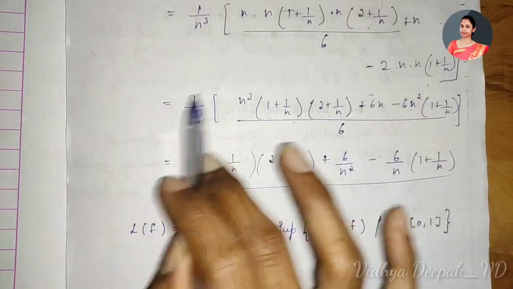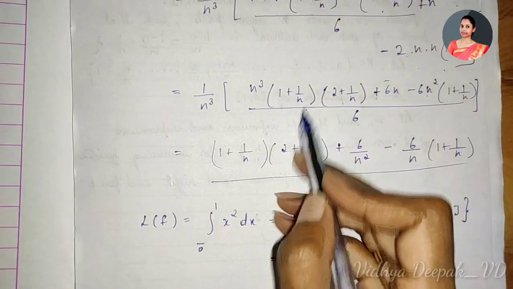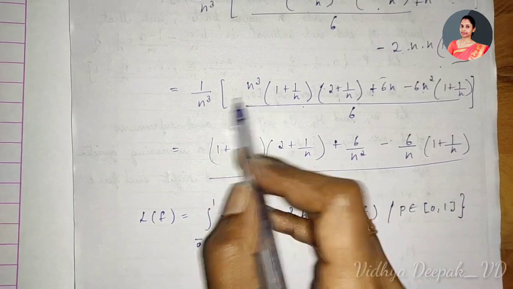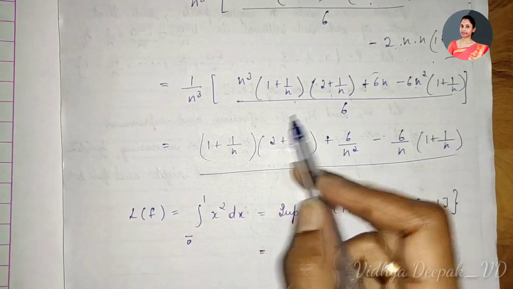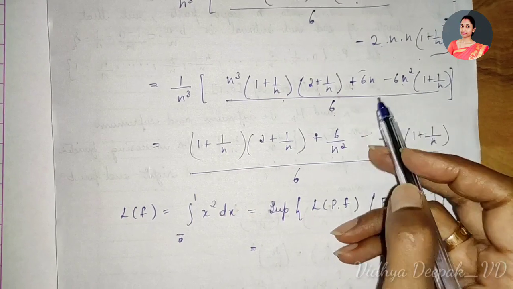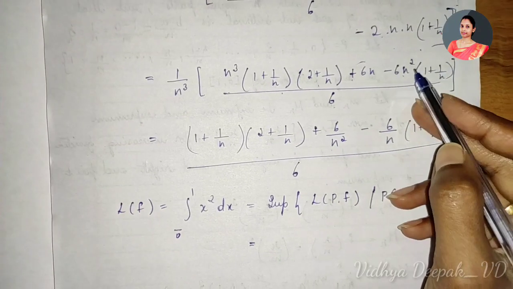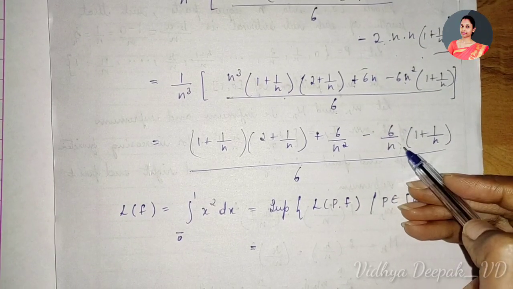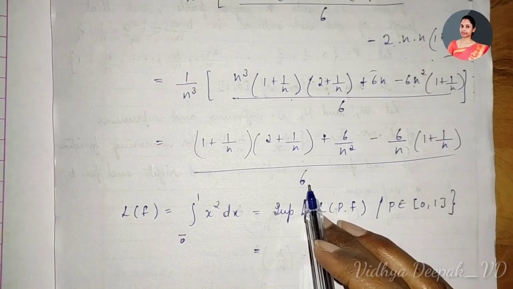Okay, you have to solve and see. We have 1 plus 1 by n, multiply this by 1 by n cube inside, n cube gets cancelled, and the remaining term will be this. Again you have 6n square, 6n divided by n cube, so 1 n gets cancelled and you'll get 6 by n square, minus 6 n square gets cancelled, 1 n will be remaining in the denominator, so you get 6 by n. Remaining is this whole divided by 6. Yes, we took the LCM, right?